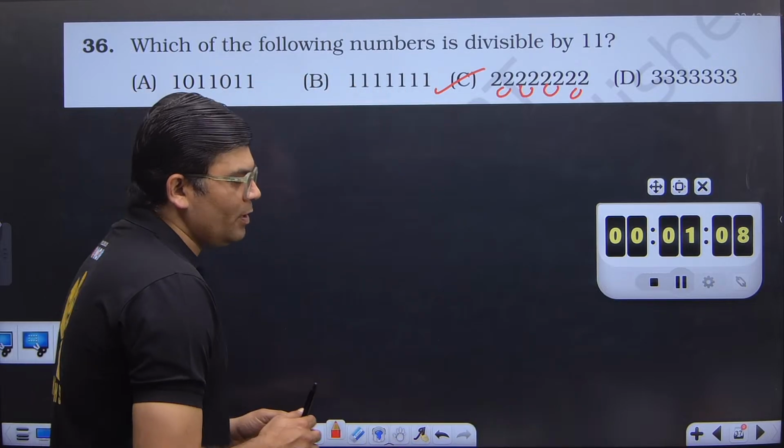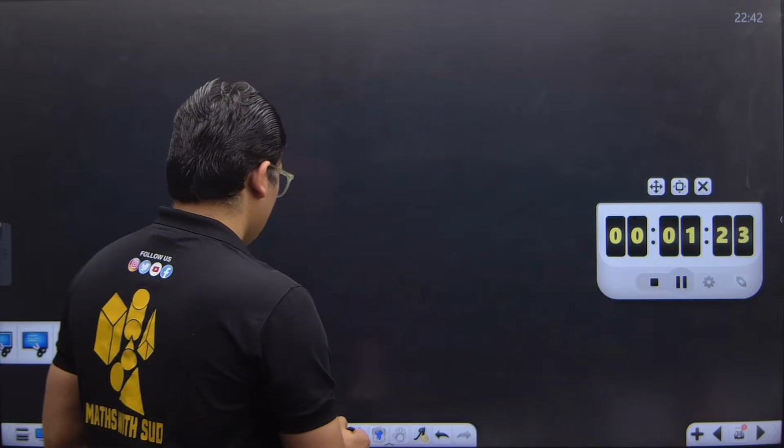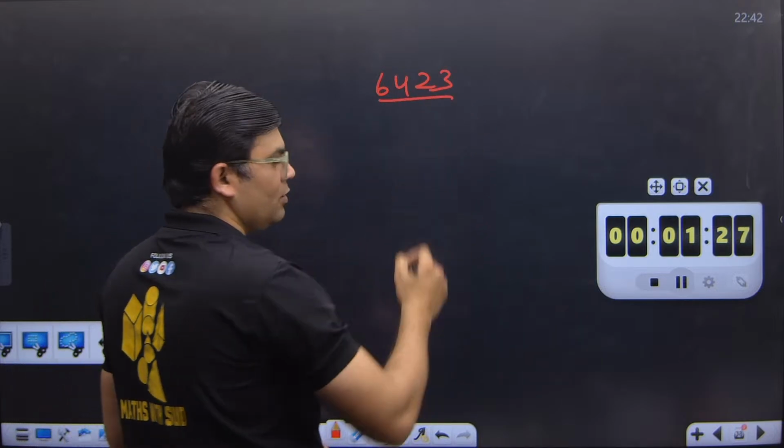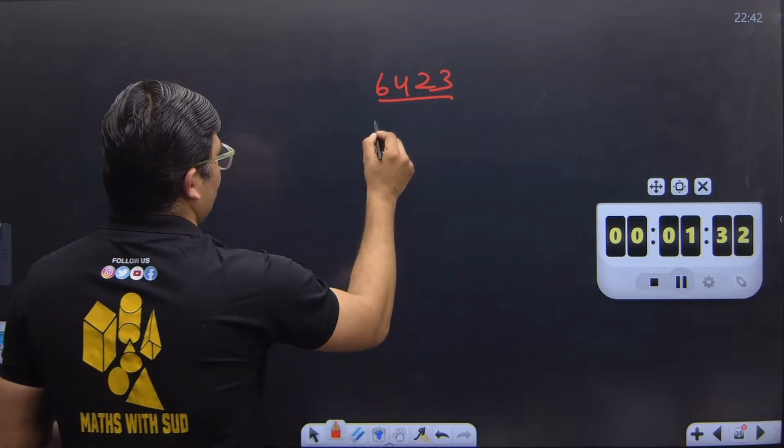You give me the problem. If you ask in general, you can give me numbers as well. 6423. What is that? 6423 and 34569.